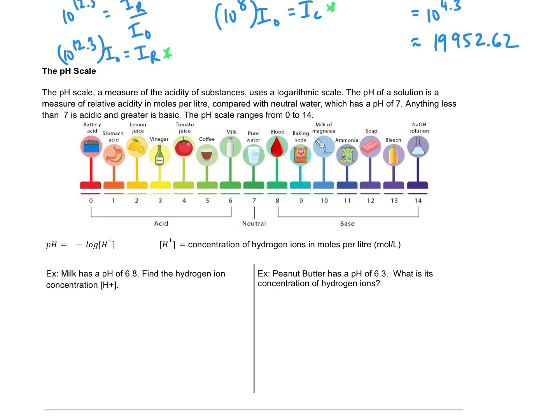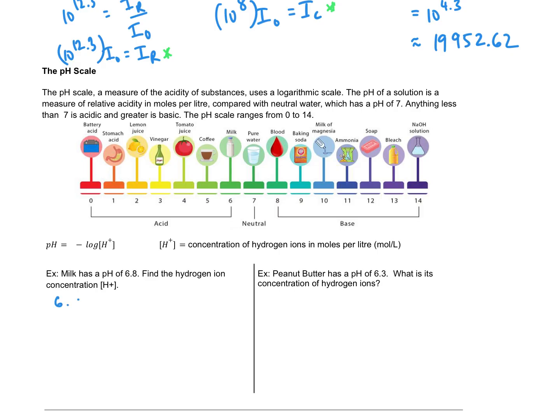Negative log of, this H plus is the concentration of hydrogen ions in moles per liter. Okay, I'm not going to do much with this, and you could look at that scale to get an idea of, you know, daily substances that you might use, if they're acidic, if they're basic, but I'm going to give you the pH and we're going to calculate the hydrogen ion concentration. So milk has a pH of 6.8, so it's pretty close to neutral, slightly acidic. Let's find that hydrogen ion concentration.